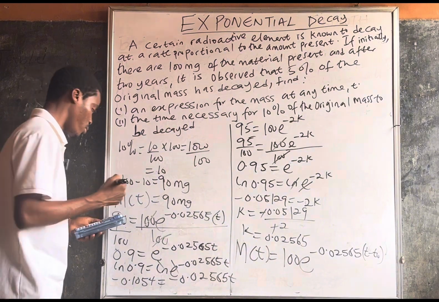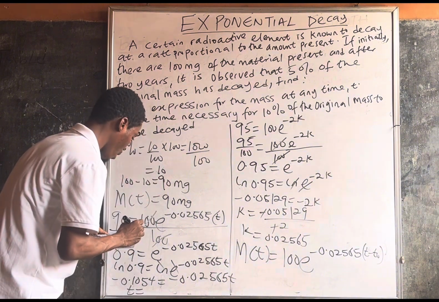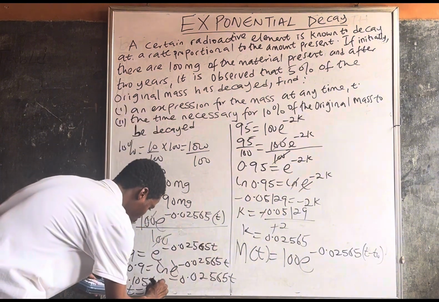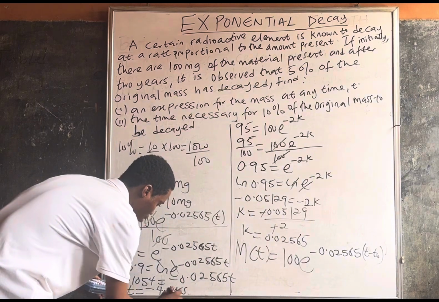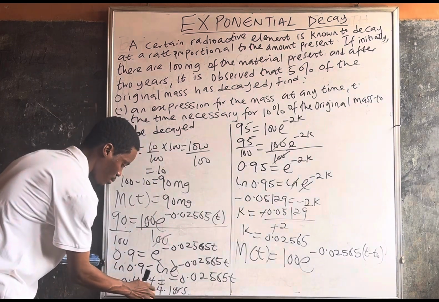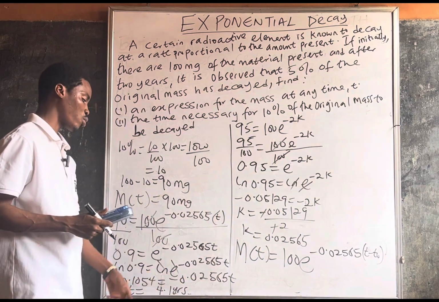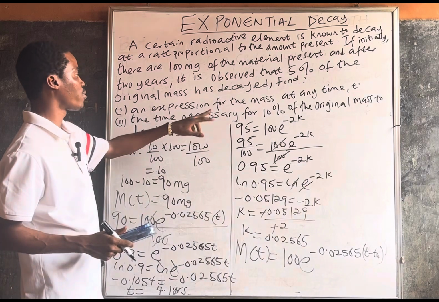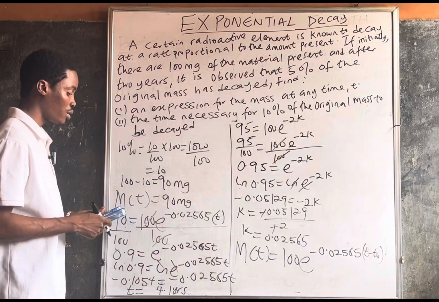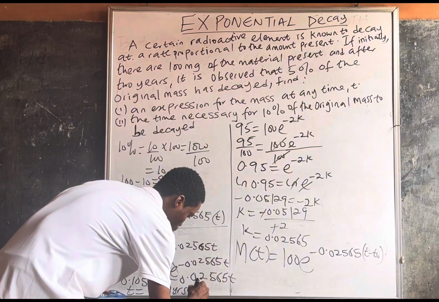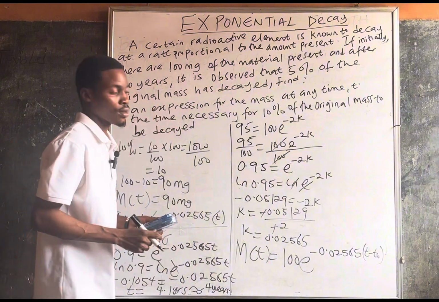So what do we now have? We now have our time is minus, 4.1. So our time is 4.1. Minus, we're able to cancel minus. So our t is what? 4.1 years. So the time necessary for 10% of the original mass to decay is 4.1 years. That is approximately 4 years.